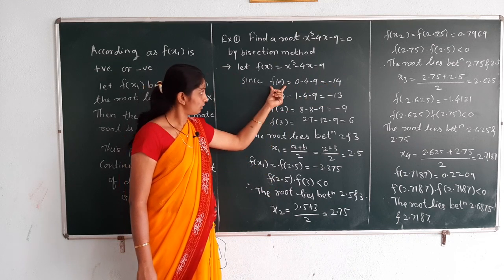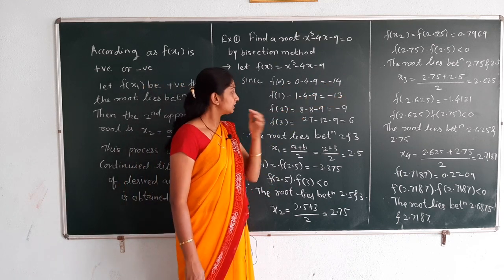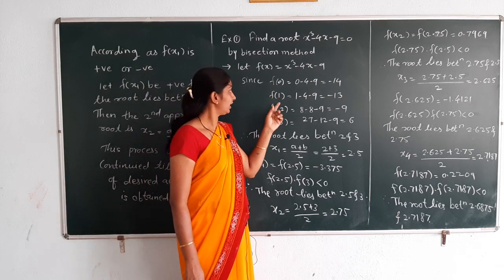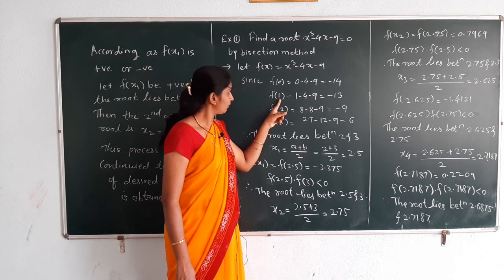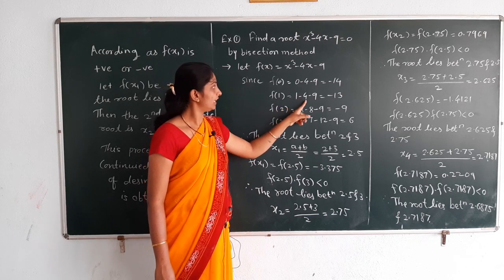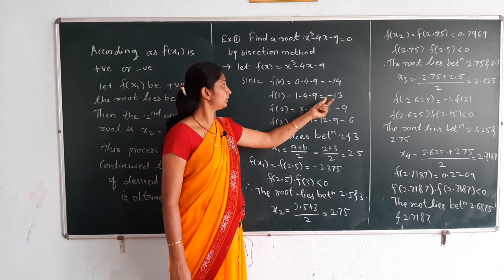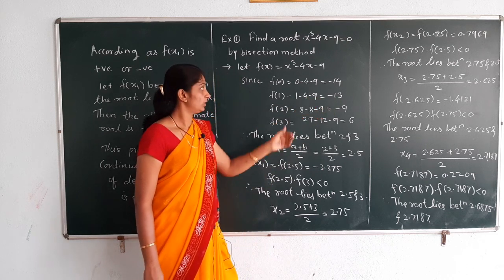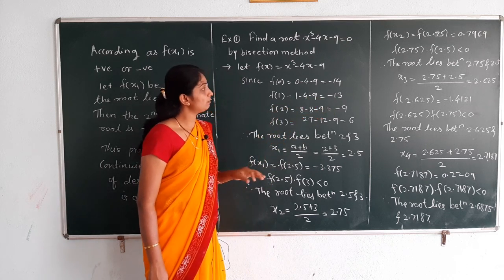Therefore, our f of 0 is equal to minus 14. Similarly, next we have to find a positive value b. Here we put x is equal to 1. Then we get 1 minus 4 minus 9, that is minus 13. This value is also negative. Therefore, we have not yet found a positive value.